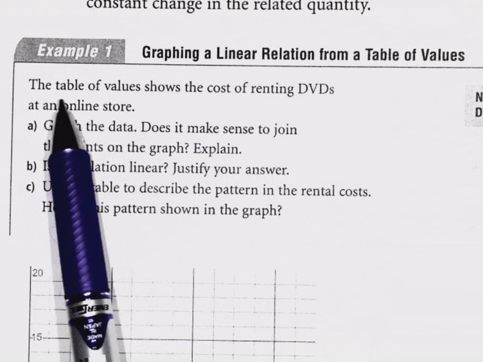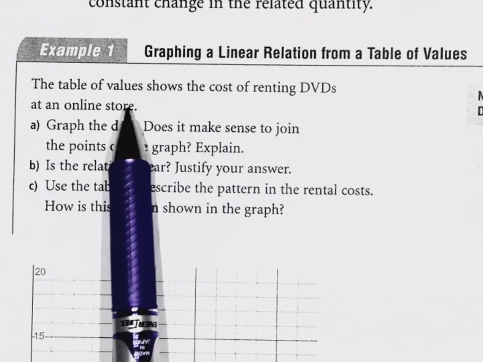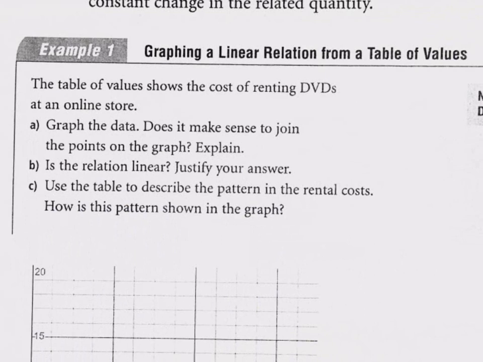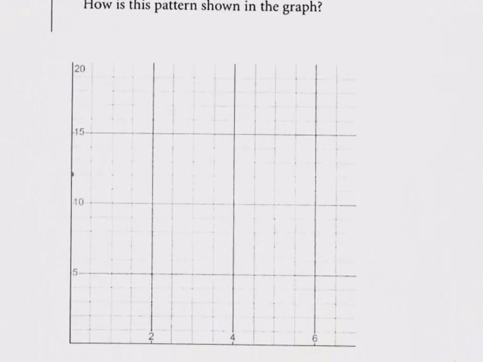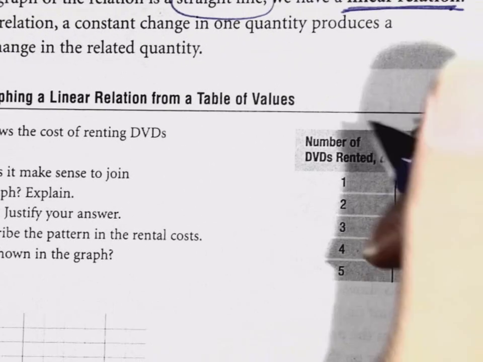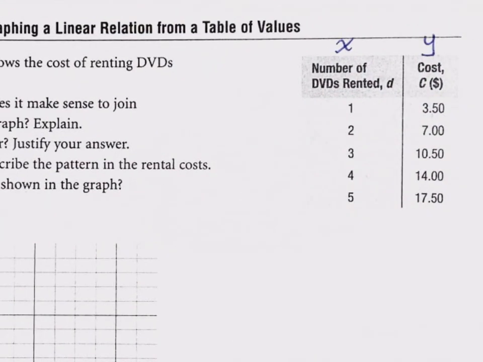So this table of values is shown on the cost of renting a DVD at an online store. Graph the data. Does it make sense to join the points on the graph? So we're just going to graph the data first, and then we'll talk about it. Look at this. This is already figured out for us. So what do we put on the x-axis? Do we put the number of DVDs, or do we put the cost? Usually our independent, our x, is in the left-hand column here. This is usually our x and this is our y. Now, not always, because sometimes tables go horizontally, but in a vertical table, this is usually where we go.